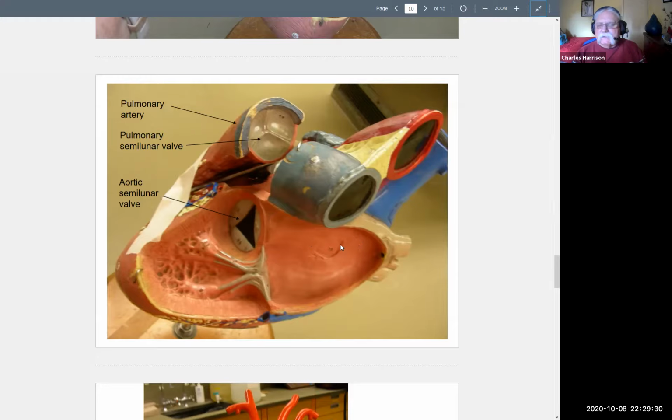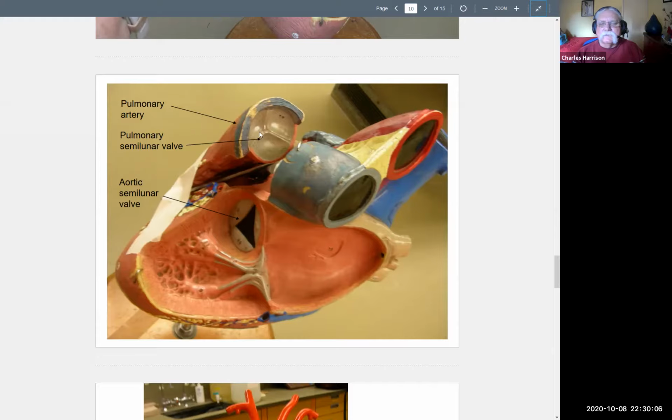Here is the left atrium, the left side. Oxygenated blood returning from the heart. Here's the mitral valve. Here's the trabeculae carneae and the myocardium. When blood leaves the left ventricle, it goes through the aortic semilunar valve. And we'll go from there up here to the aorta.